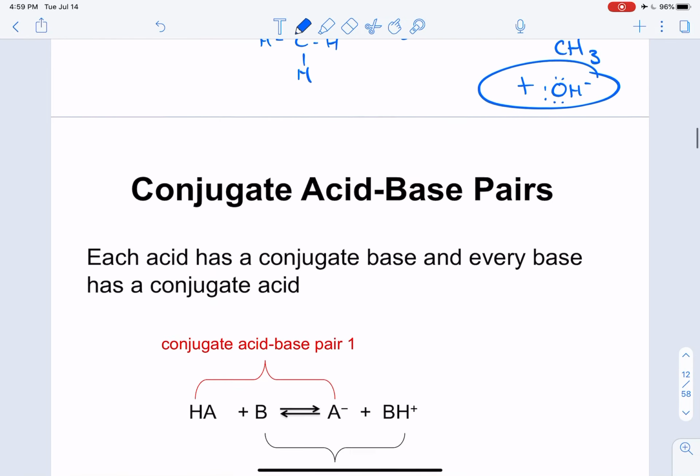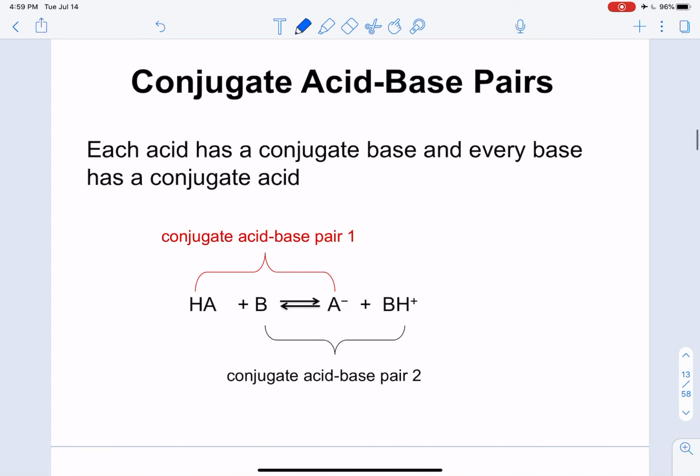All right, and then next lecture we'll go on to conjugate acid-base pairs, but we'll wait for the next lecture for that.